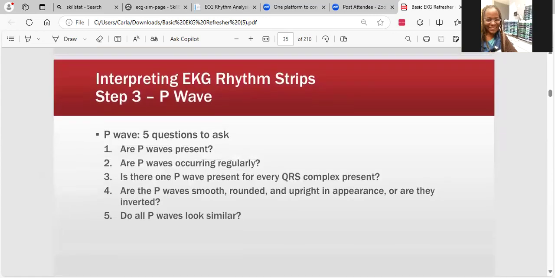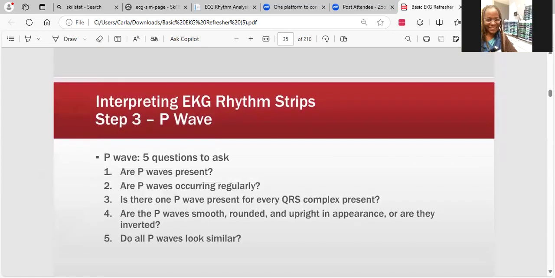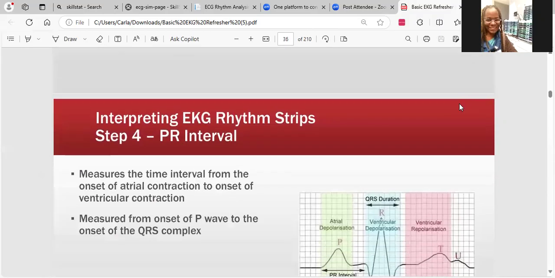So what are we looking for when it comes to our P waves? Our P waves, are they present? Are they regularly occurring? Is there a P wave present for every QRS complex? Are the P waves smooth, rounded, and upright in appearance? And do they all look similar? These are some questions you want to ask yourself when you're doing rhythm interpretation.